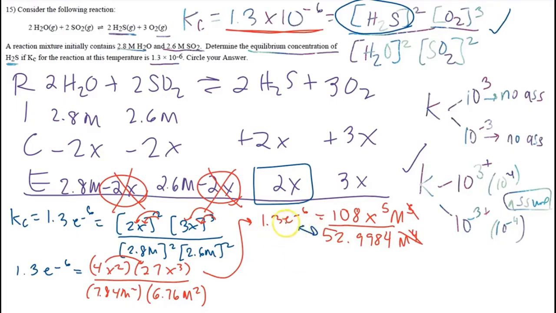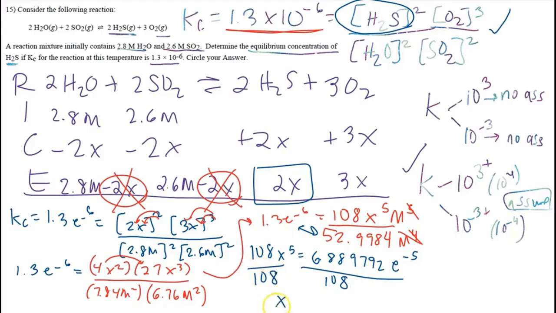And so when we cross multiply, we're going to end up getting 108 x to the 5 is equal to 6.889792 e to the negative 5. Right? Now we're going to divide by 108 here, divide by 108. And now we're left with x to the fifth is equal to, let's go ahead and do this division. I get 6.379437 e to the negative 7 molarity.